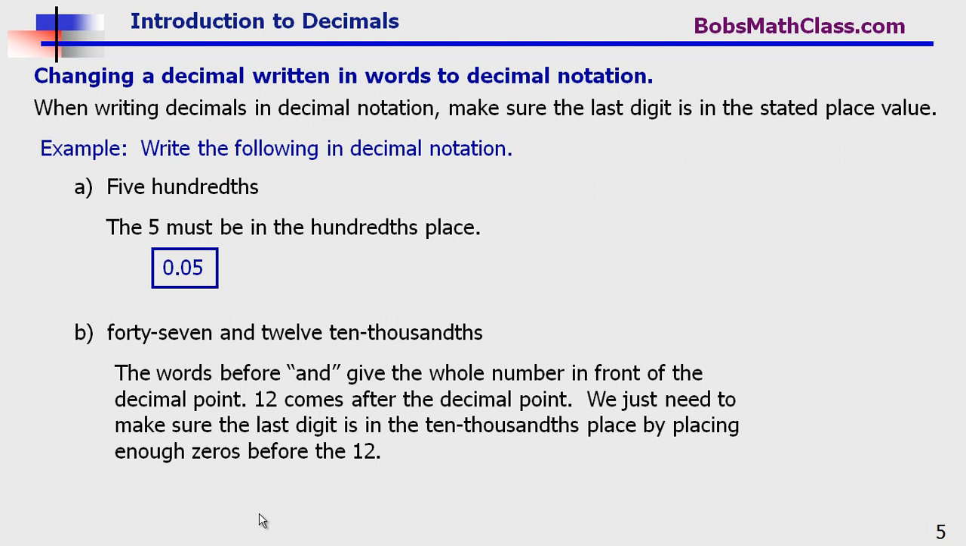I wrote a couple notes here. The word and: the words before and give the whole number in front of the decimal point. The number 12 comes after the decimal point. We just need to make sure the last digit is in the ten-thousandths place by placing enough zeros before the 12. So it's 47.0012. Again, notice that the 2 now is in the ten-thousandths place. It's in the 4th place after the decimal point.